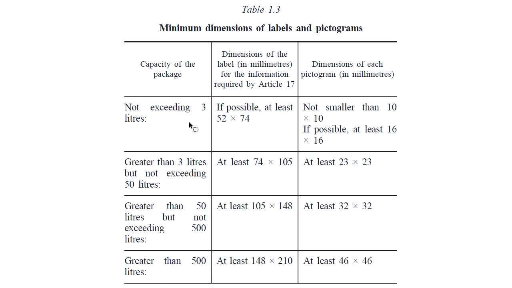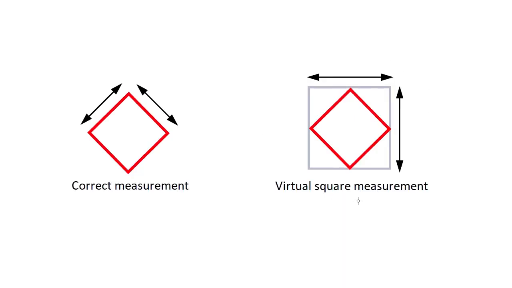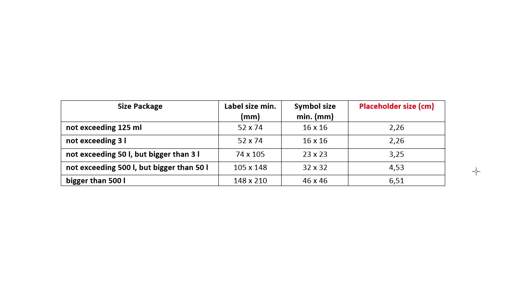Because I'm creating a label for a package smaller than 3 liters, I have to use a minimum symbol size of 16 millimeters. The symbol size is set as a virtual square around the red symbol. The size of the placeholders can be found together with the labels in the SBL Core software manual.